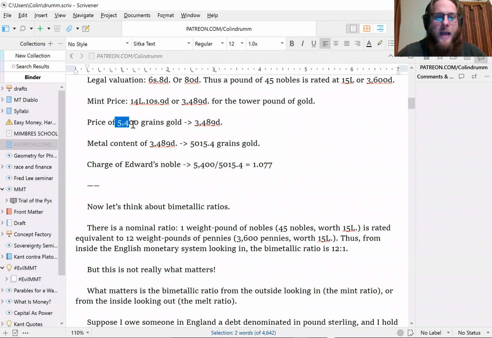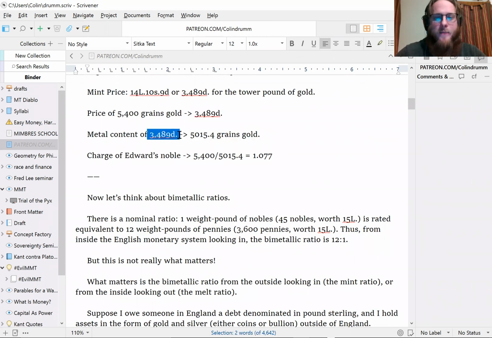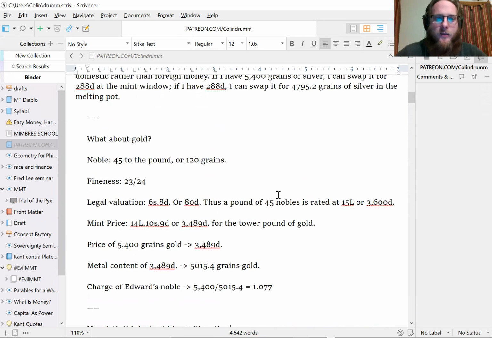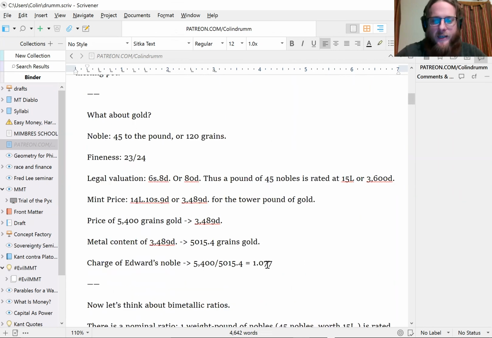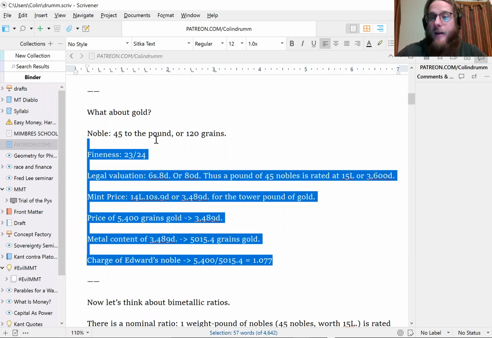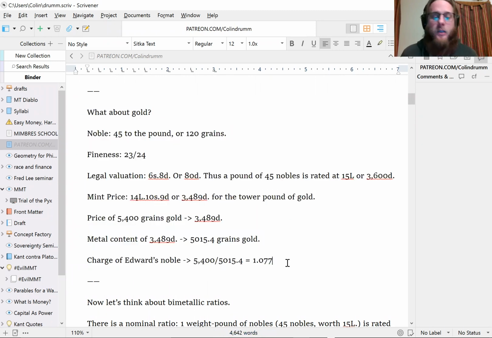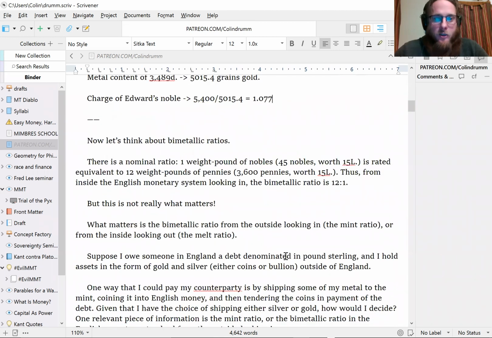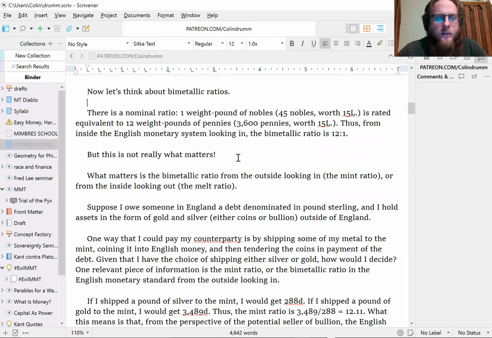So the price at the mint window of a tower pound of gold is this. And if we take that same money and swap it for gold in the melting pot, we're going to get this amount of gold. And so the charge of the noble, the amount that it is overvalued in this sense, is 1.077. So of course you can notice that the silver coin is more highly charged than the gold coin. And it's really these two values that generate the entire rest of the system that we're going to look at. All we're understanding here is the mint price, the standard of weight and fineness, and their legally defined relationship to one another as legal English money. That's really all the information we need, and out of this we can construct the rest of the system of the mint. So to see this, let's think about bimetallic ratios.